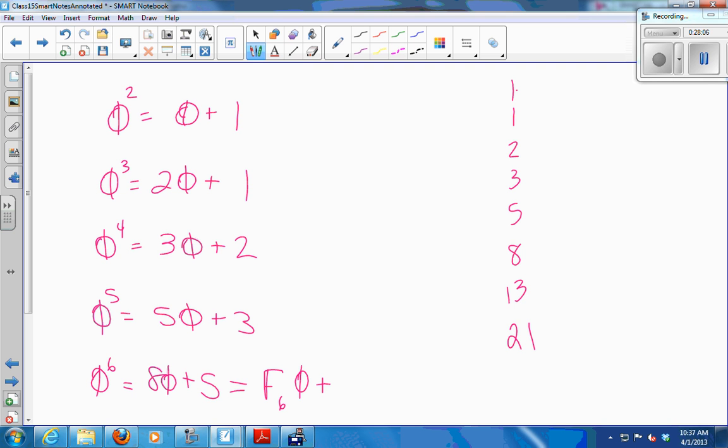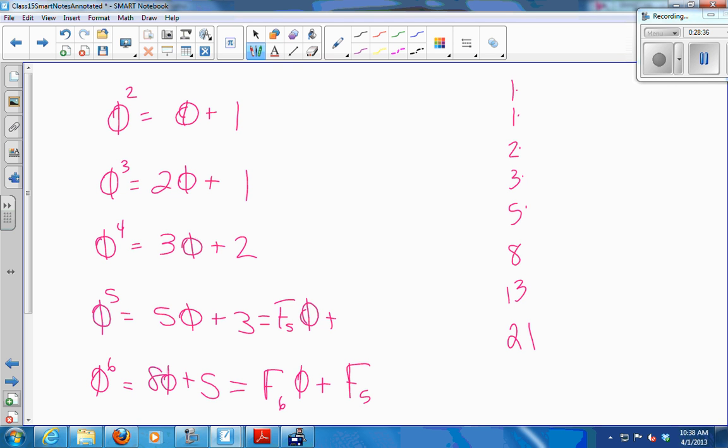The 5th: 1, 2, 3, 4, 5. 5 is the 5th number in the list. So instead of just writing 5, I'm going to write F5. Let's do a similar thing for each of my equations. For 5 phi plus 3, 5 is the 5th number in the list. So this is F5 times phi plus 3, which is what number in the list?